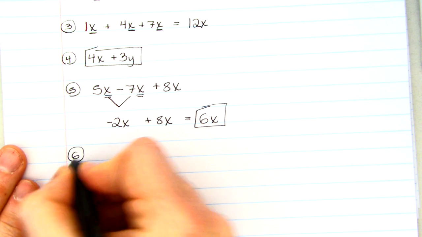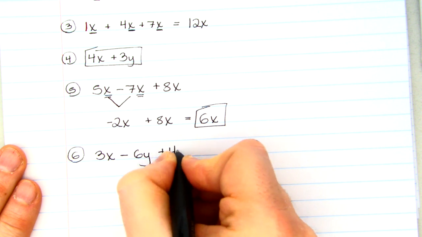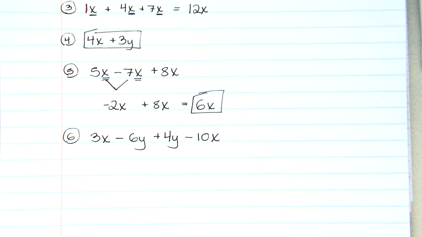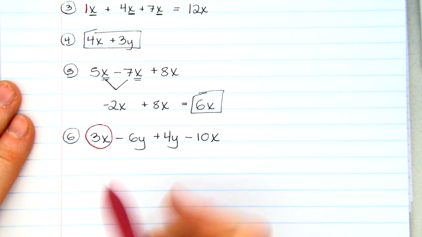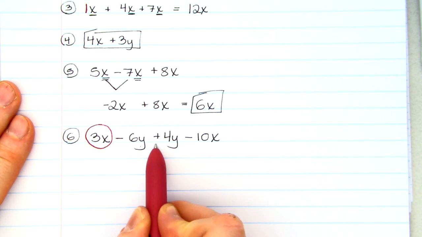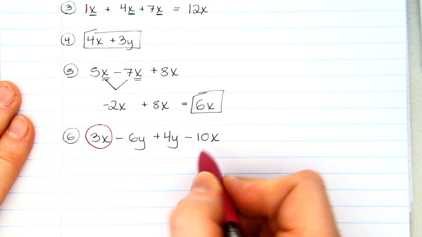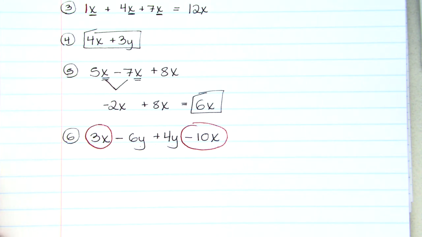Making these a little bit harder. 3x minus 6y plus 4y minus 10x. Some of these are like terms, and some of them, well, they're not all like terms together. What I want to do is sort of note which are my like terms. I'm going to start with the 3x, and I'm going to circle that. 3x is not like terms with minus 6y. It is not like terms with plus 4y, but it is like terms with negative 10x. I'm going to circle that, and when I circle this, I'm going to include the sign that came before it as well.